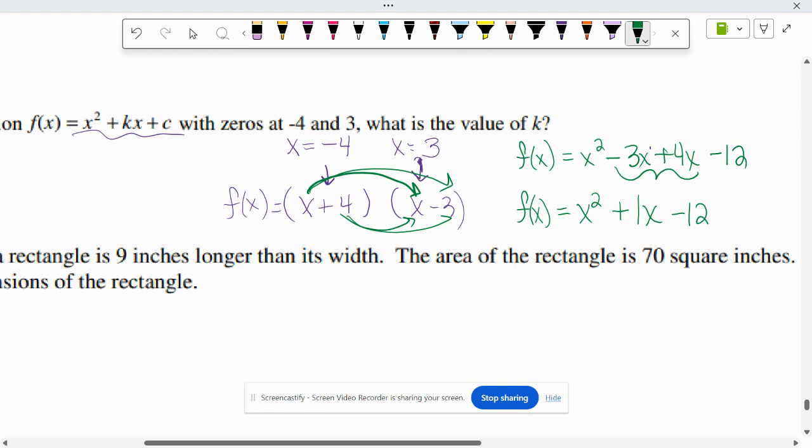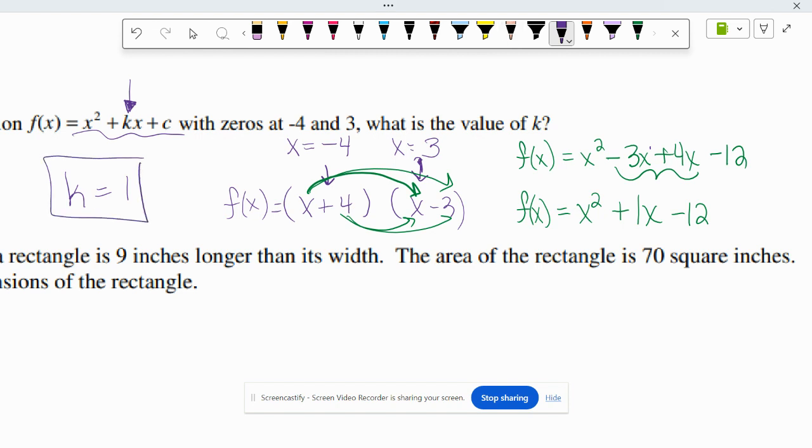Brandon, what is the value of k? Look where k is in the original question. It's 1. K equals 1.